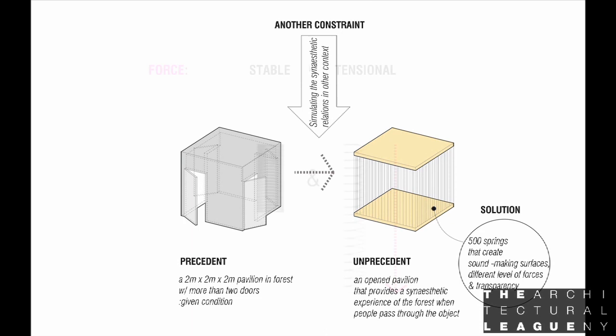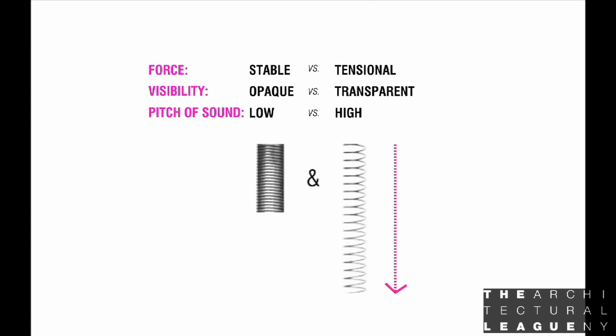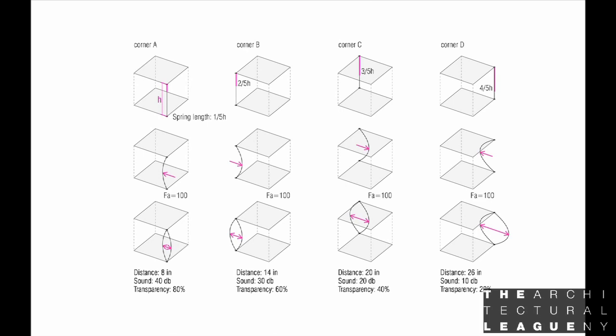So we found three different variables when we stretch the spring. First is force, stable versus tensional. And second is visibility, opaque versus transparent. And third, the sound of pitch, low versus high. 500 springs have all different lengths from 18 inches to 5 feet.